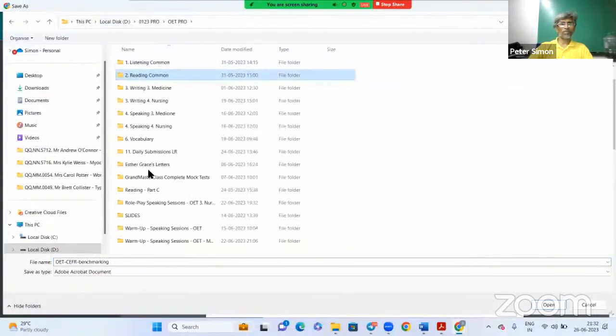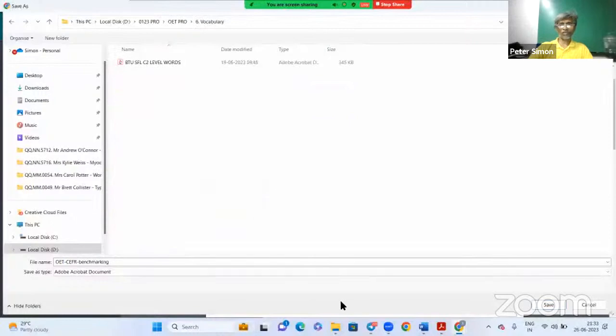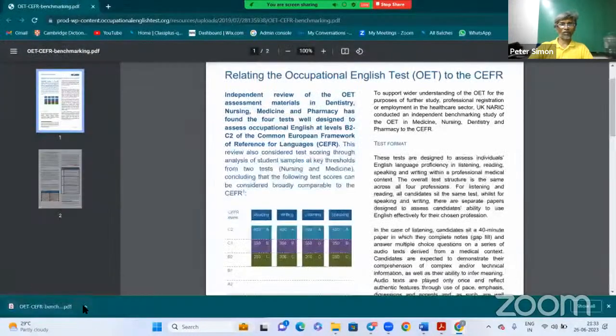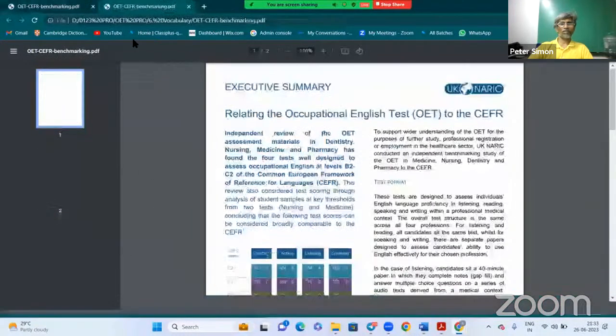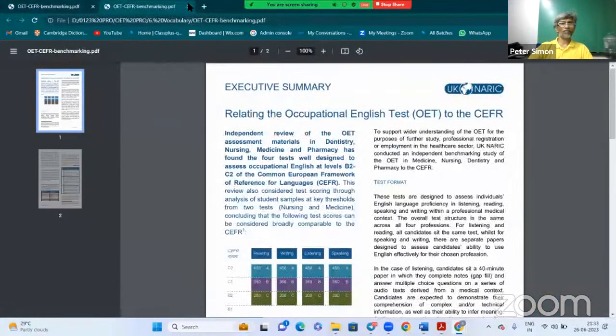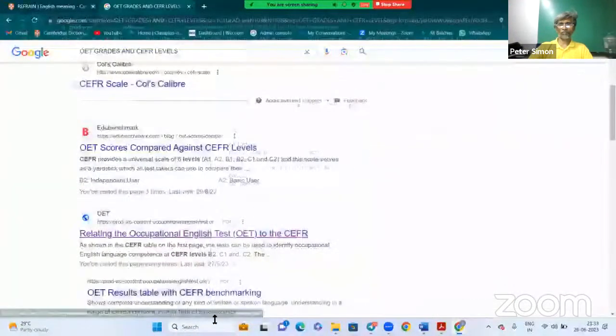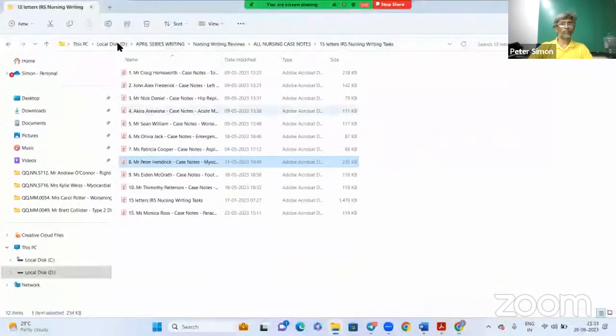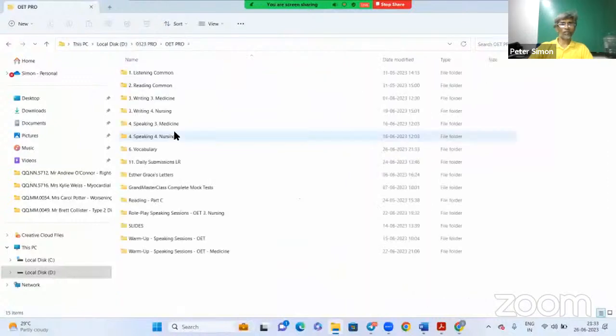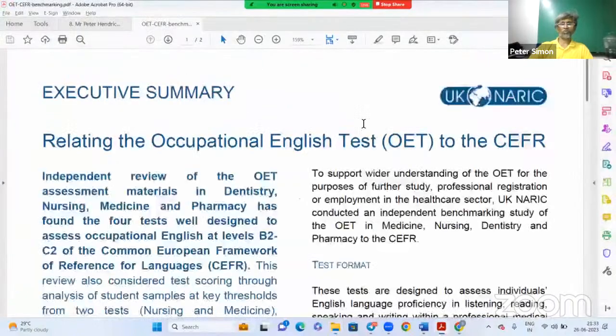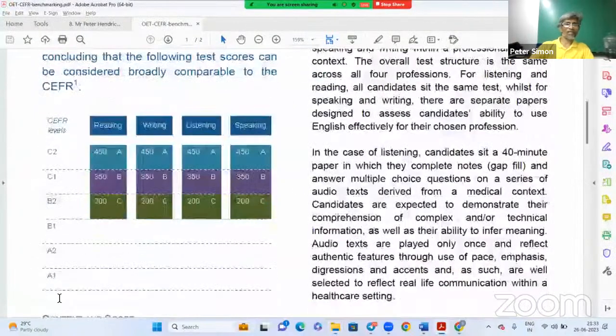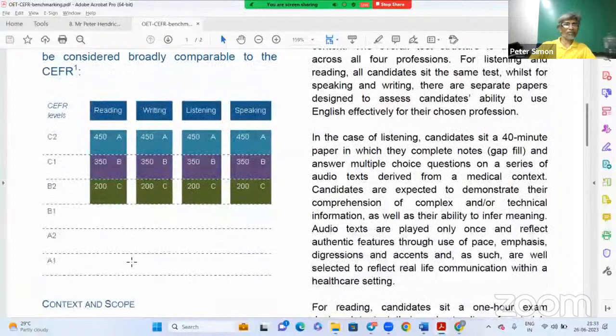OET Pro CEFR levels. Okay, this is common vocabulary. This is related to vocabulary. Yes. Now I'm opening this one here. CEFR vocabulary is here, so I'm showing you this one. Now you can see here. Now here it's very clear. Try to understand this one. B1, A2, A1 or failure.